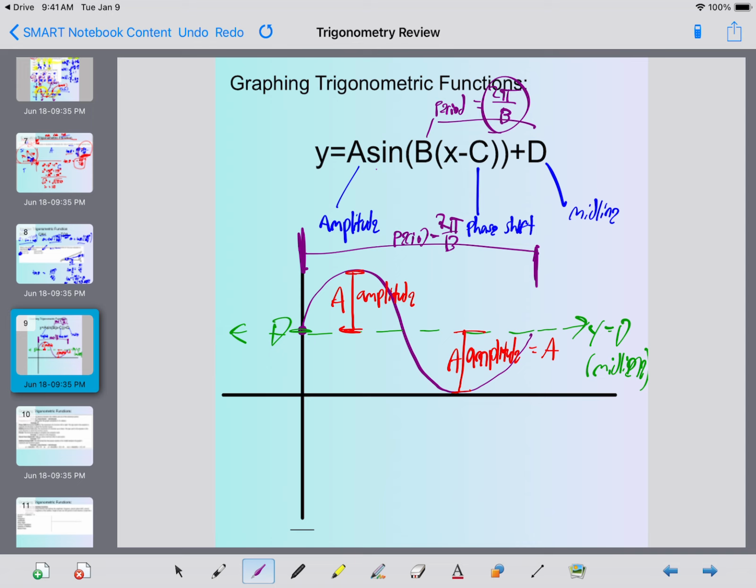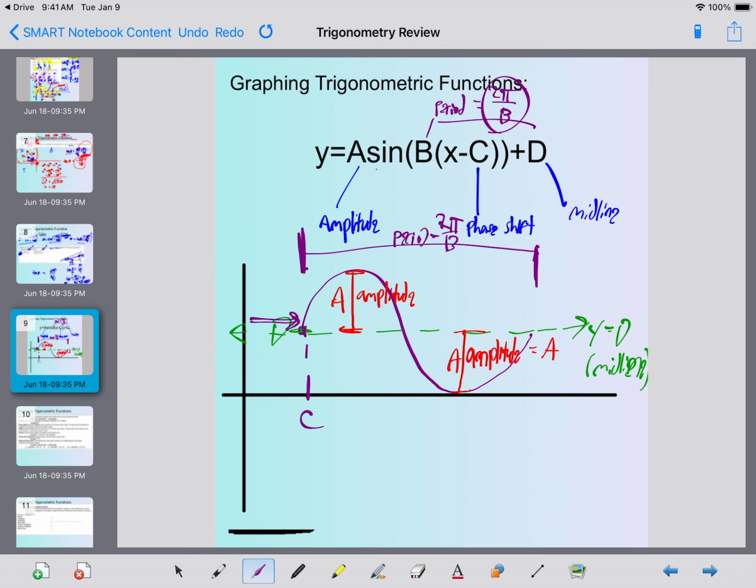C is your phase shift, right? In this case, it didn't shift left or right. It started at 0. So your phase shift was 0, right? But if it were to shift, then that would be your C, right? If I were to move this, so let's say this shifted to the right, right here would be C, your phase shift, because it shifted to the right.